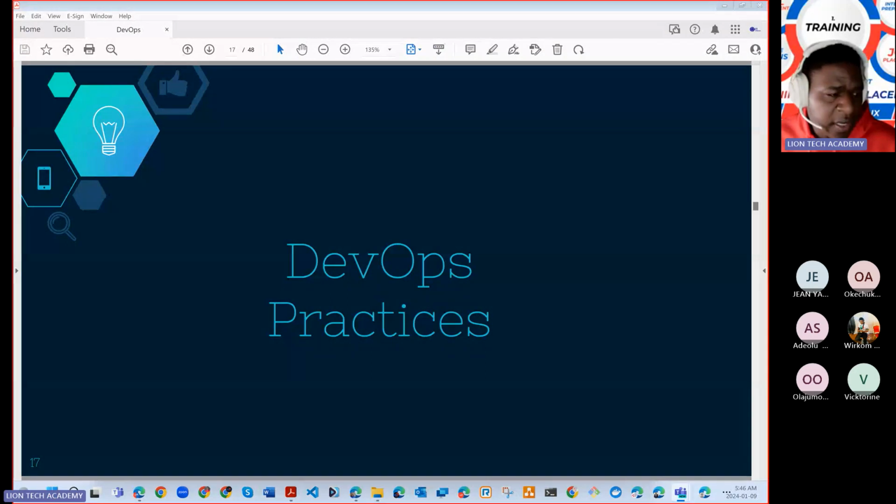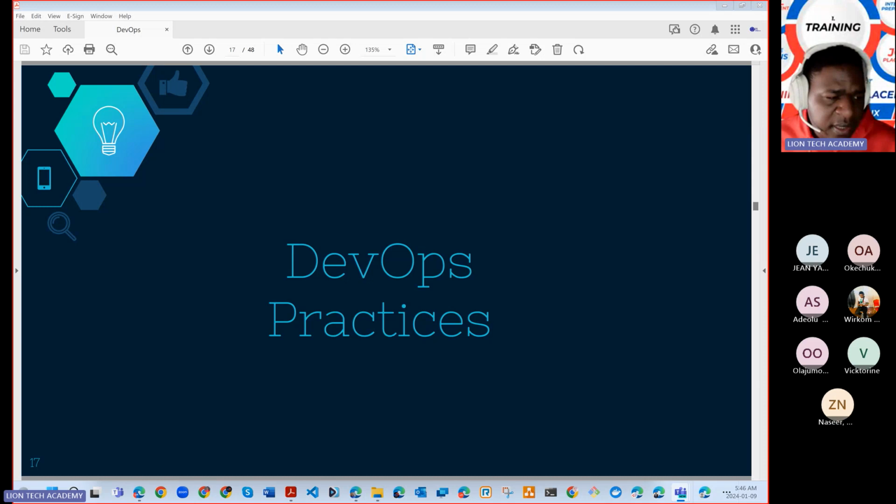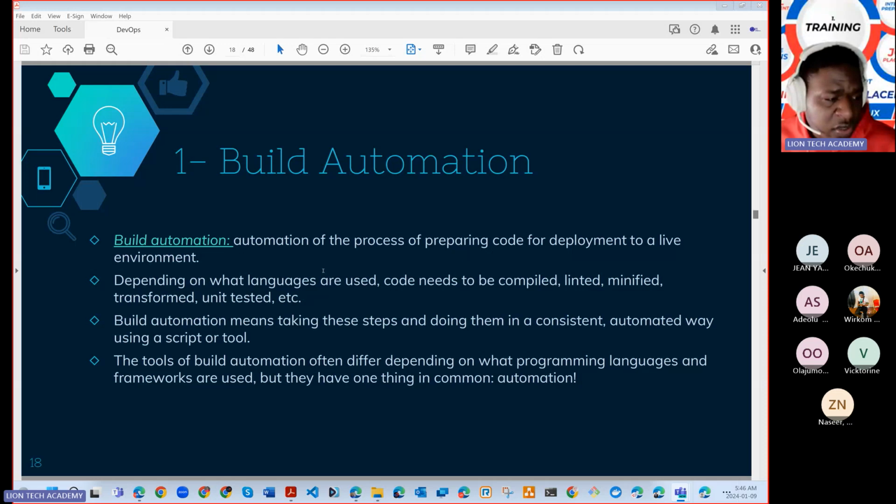So we start today. Let's start by looking at some of the practices of DevOps. What is it that we are going to be studying as part of this program? What do DevOps engineers do? Of course, everything about DevOps revolves around one thing: automation. The ability to build system automations for your organization and also for your application.